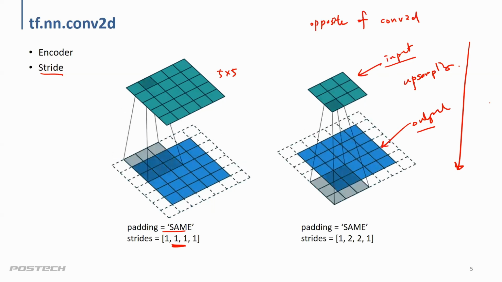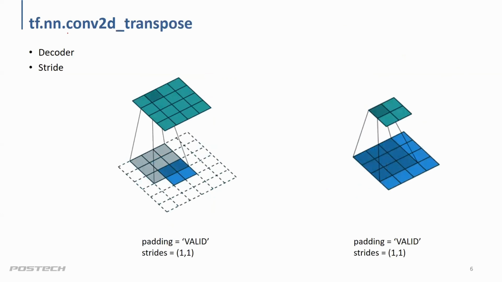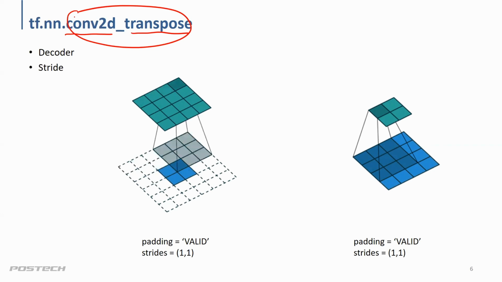So instead of that, we have conv 2D underbar transpose. Don't worry about the name of transpose. There is a reason for the naming as a transpose, but in this lecture, don't worry about it and just read that. Probably you can think of it as deconvolutions or the opposite way of convolutions. That's okay.